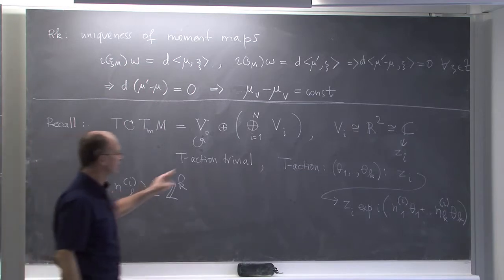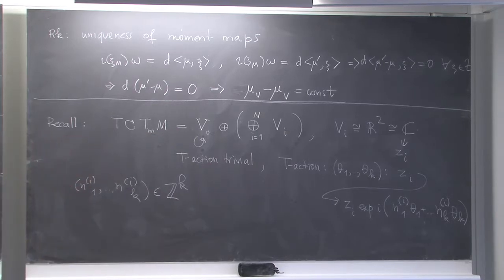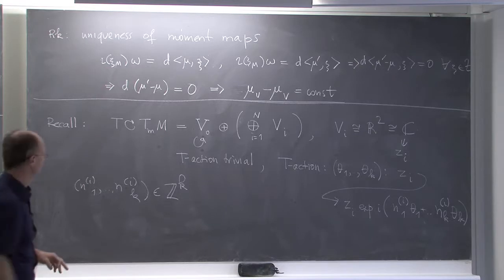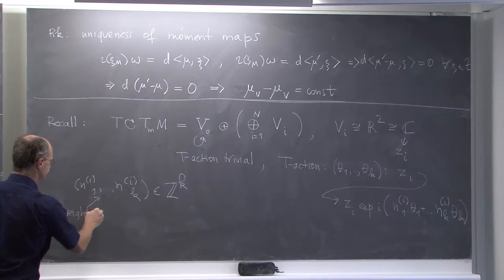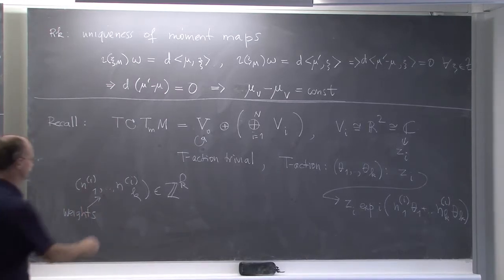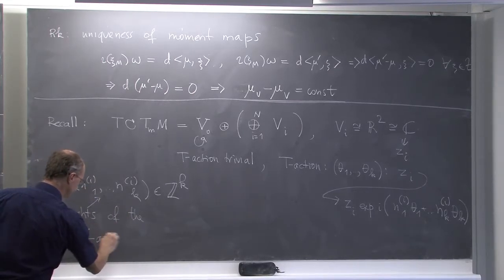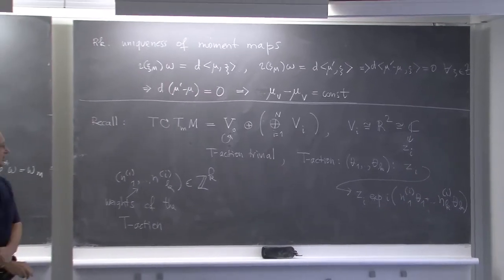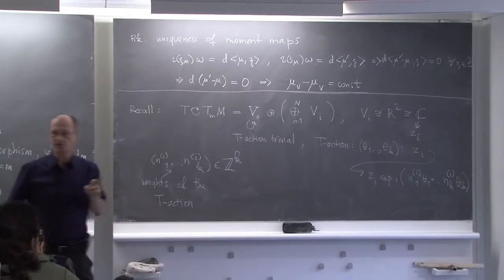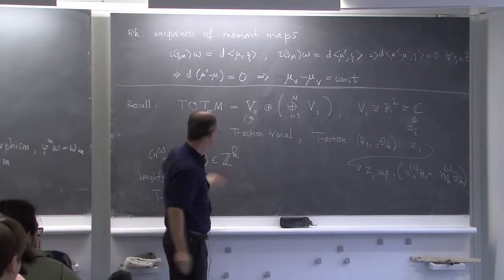Zk, which corresponds to each two-dimensional subrepresentation I. Right. So these are also called weights of the T action. But now there is a question. And yeah, so here the action is trivial.